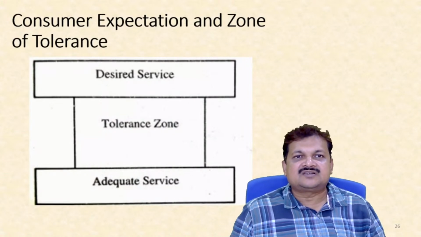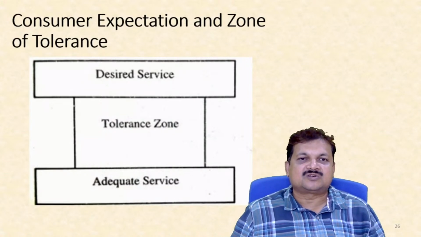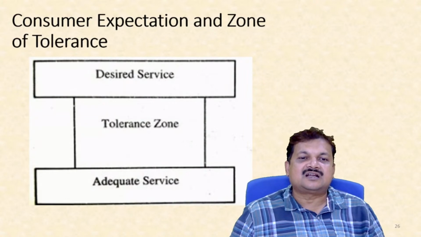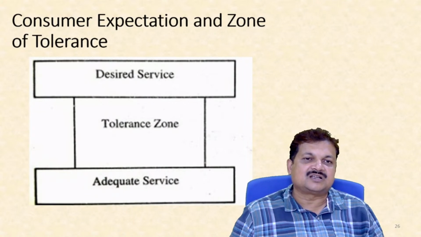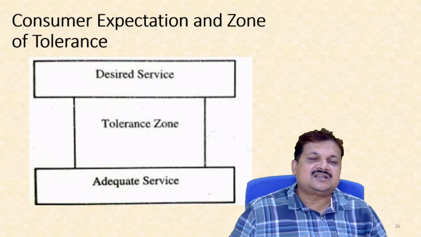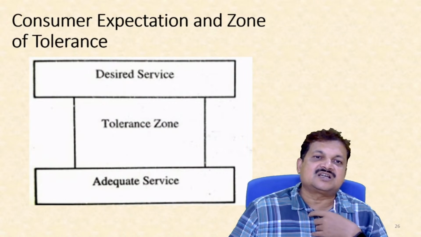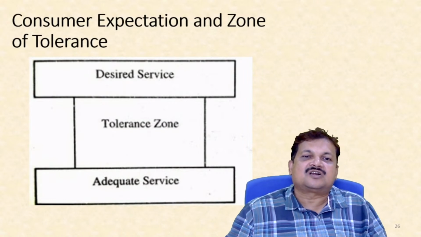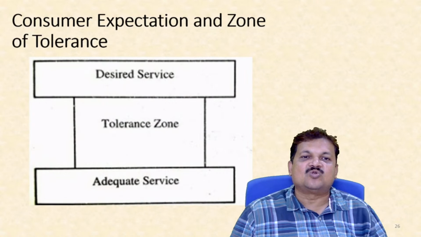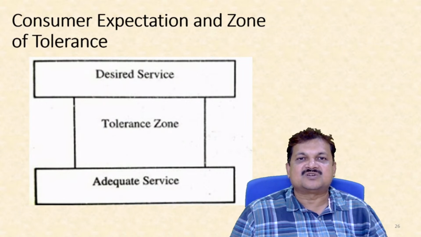Now you will find consumer expectations and the zone of tolerance. The desired service is one, and the adequate service is the other. Your desired service is what you expect, and the adequate service is what the company is providing. There is a gap. If there is a specific gap, it can be tolerated by the customers and they can go for the product. But if the gap is bigger, the customer may not purchase this particular thing, because the difference is much more.